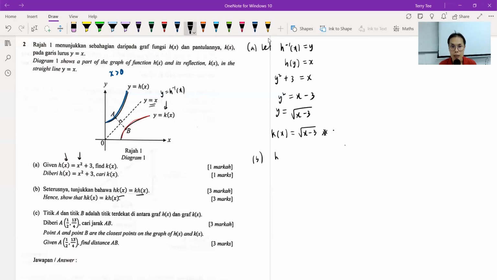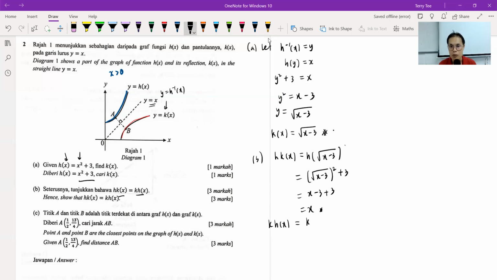So I'm going to start by putting k(x) inside h(x). I know function k(x) now. My function k(x) is the square root of x minus 3. I put it inside h. My h(x) is x squared plus 3. In this case, bracket squared plus 3. You notice I have a square root of x minus 3 here. If I square it, the square root disappears. I'm left with x minus 3 plus 3. The answer is x.